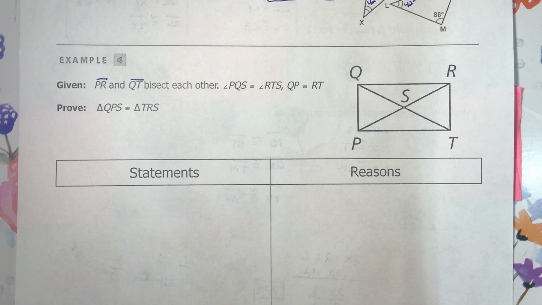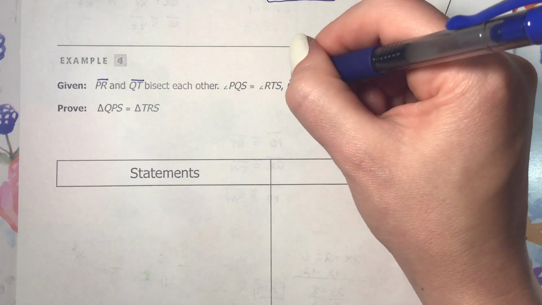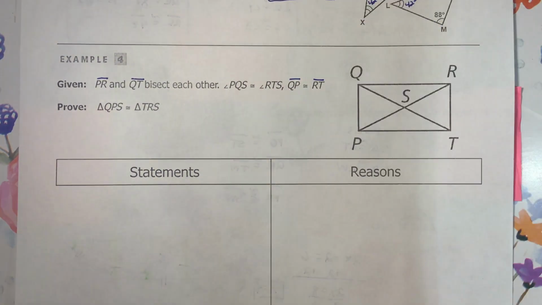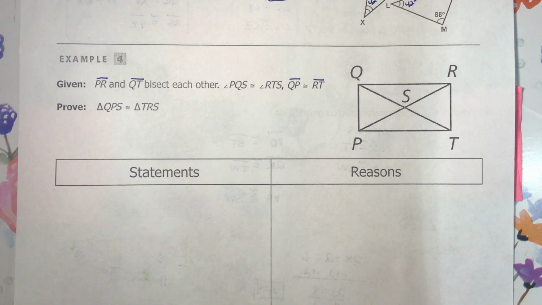Angle PQS is congruent to angle RTS. And I need symbols once again. QP is congruent to RT. We are going to try to prove that triangle QPS and triangle TRS are congruent to each other.